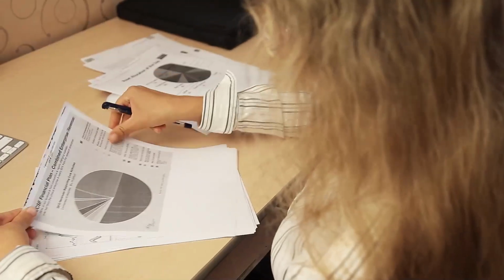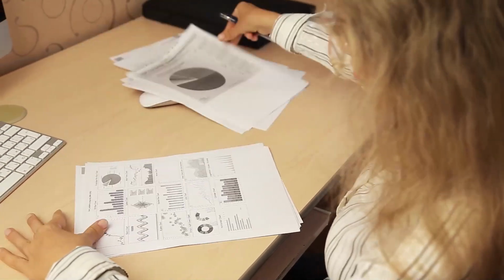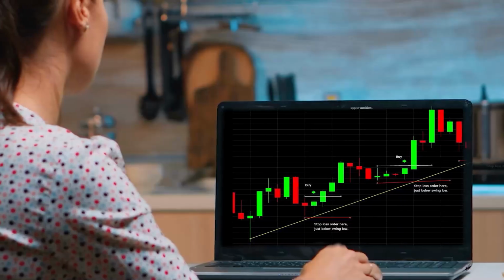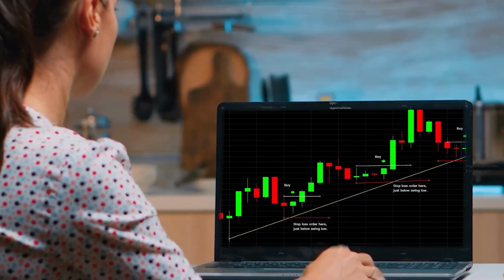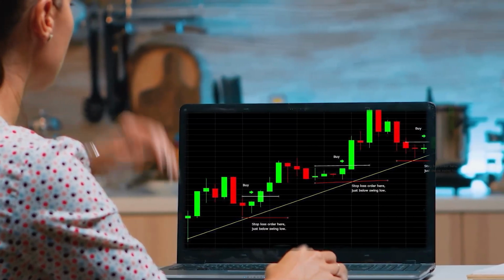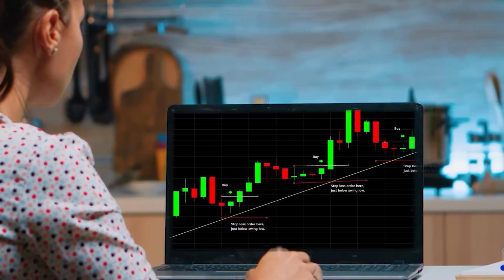At Relockium, we believe that effective risk management is essential for long-term success in trading. By using stop losses effectively, you can limit your downside risk and increase your chances of success in the markets.